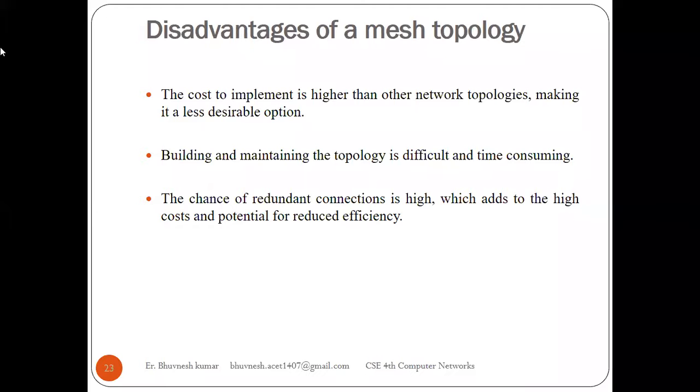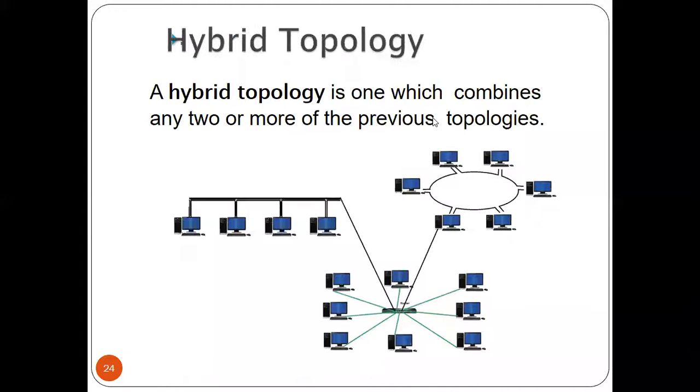Then next is your hybrid topology. A hybrid topology is one which combines any two or more of the previous topologies. Here you will see the diagram. This is your bus topology, connected with your star topology. This is your star topology, and further connected with your ring topology. So three topologies are used. If there is a combination of two or more topologies, it is known as hybrid topology.